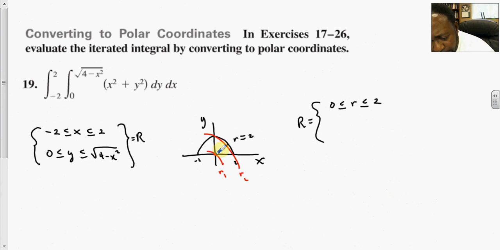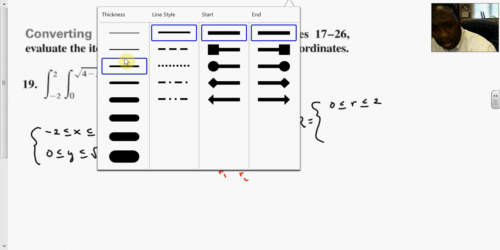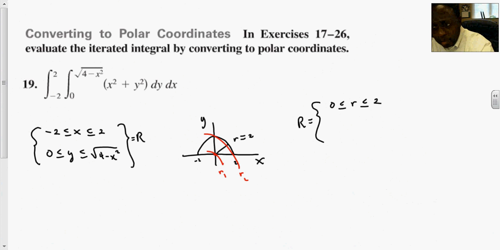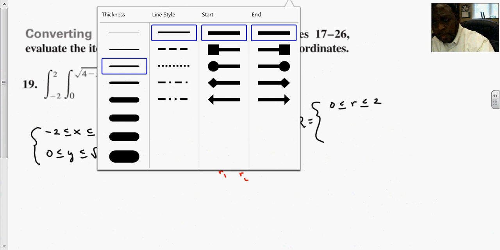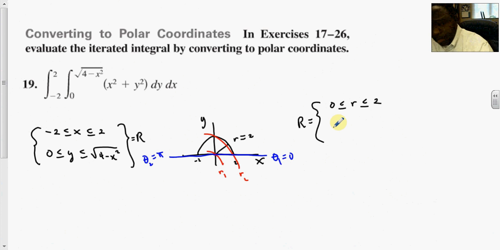Now the angle theta here is going from 0 here, theta sub 2, goes to pi. So the angle goes from 0 to pi.